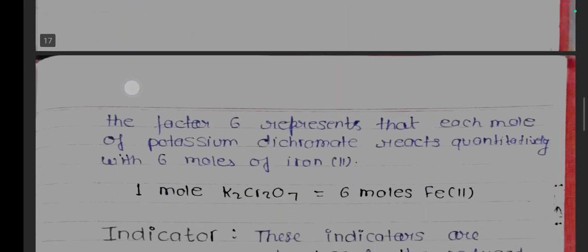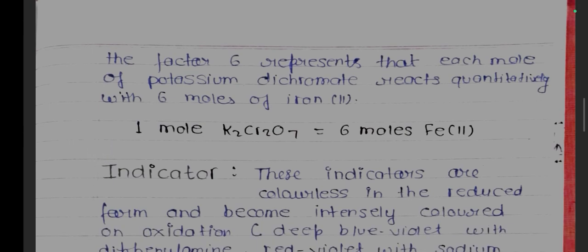And the factor 6 is present there. One mole of potassium dichromate reacts quantitatively with 6 moles of ferrous iron. So 1 mole of K2Cr2O7 is equal to 6 moles of ferrous iron.